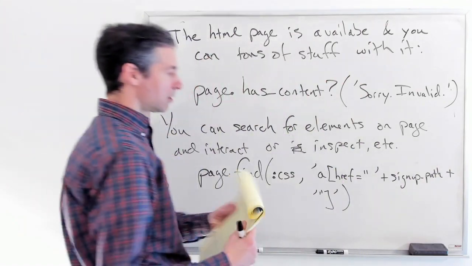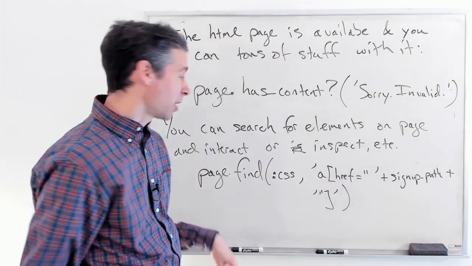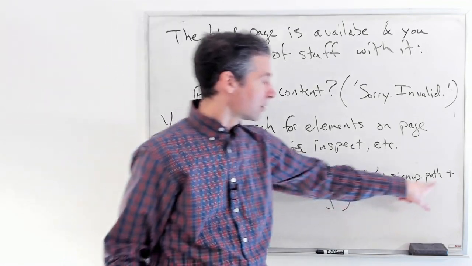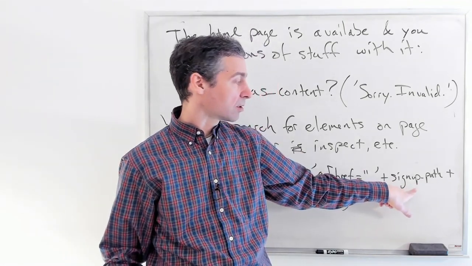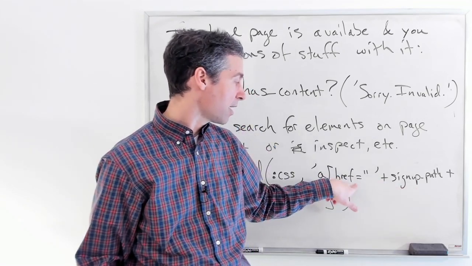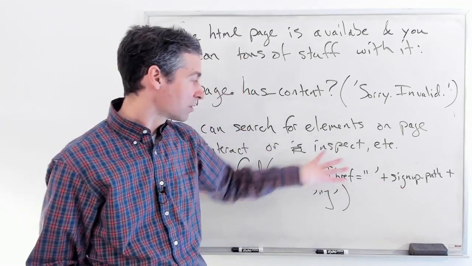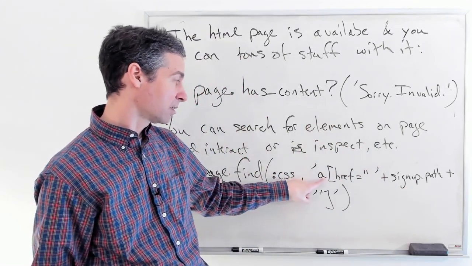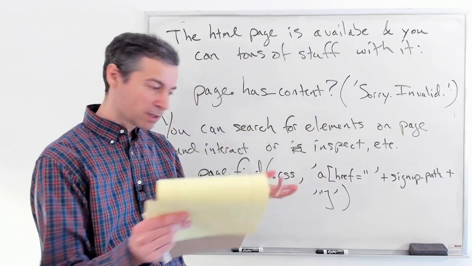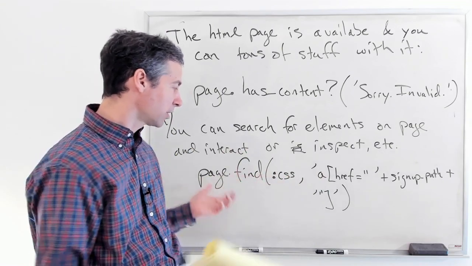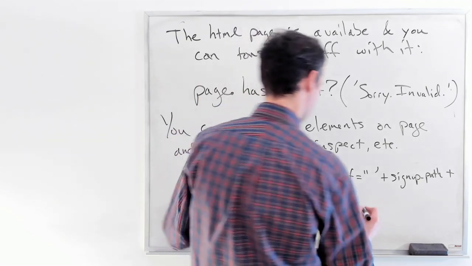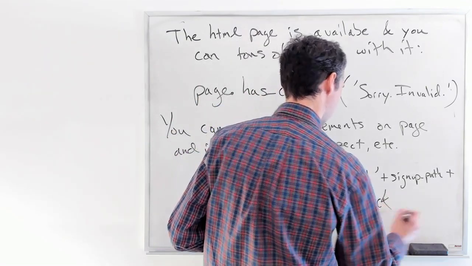So I ran out of space on my little teeny whiteboard. So I'm going to find an anchor tag that's got this URL as the href. All right, so it's going to search, and if it finds that element, then it's going to return it, and then I'm going to call on that element. I can say, well, click on the doggone thing then.